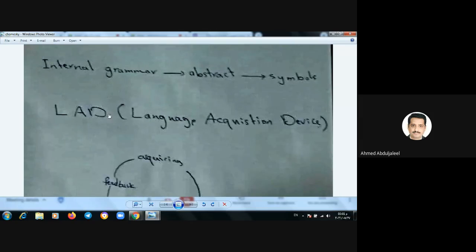That is what we call LAD. You see this LAD here? L-A-D, can you see it? Yes. What does it mean, LAD? This is the abbreviation of language acquisition device. L for language, A for acquisition, D for device. Let us explain what is happening.